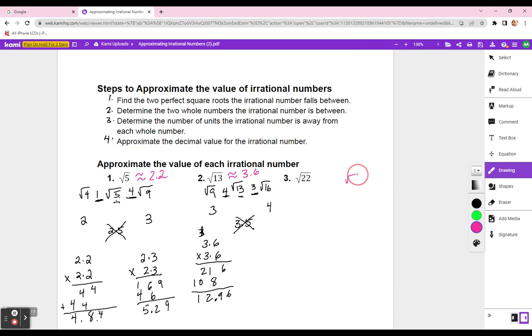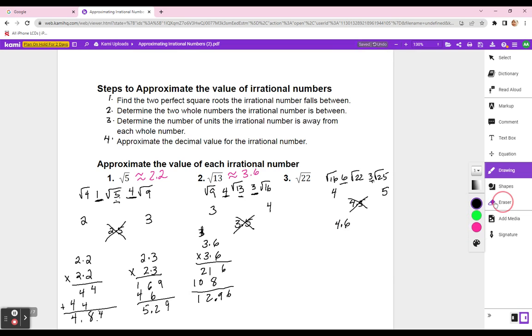All right, I'm going to continue. Square root of 22 is between these two, square root of 16 and square root of 25. Square root of 16 is 4, square root of 25 is 5. It's 6 units away from 16, and it's 3 units away from 25. We know it is not 4.5 because these two are not equal. We know it's closer to 25, so we know it's more than 4.5. So maybe we can say 4.6.